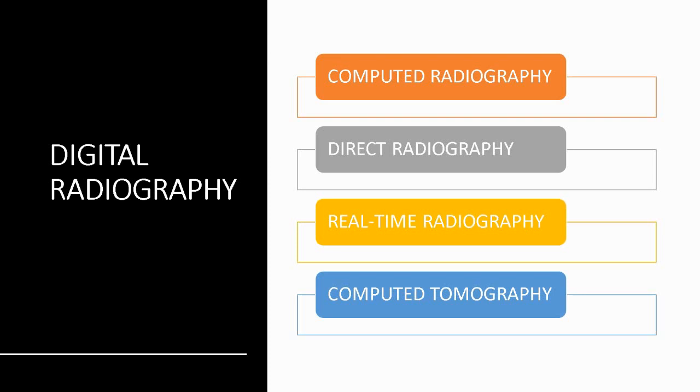There are four types of digital radiography. The first one is computed radiography. The second one is direct radiography. The third one is real-time radiography, and the fourth one is computed tomography.